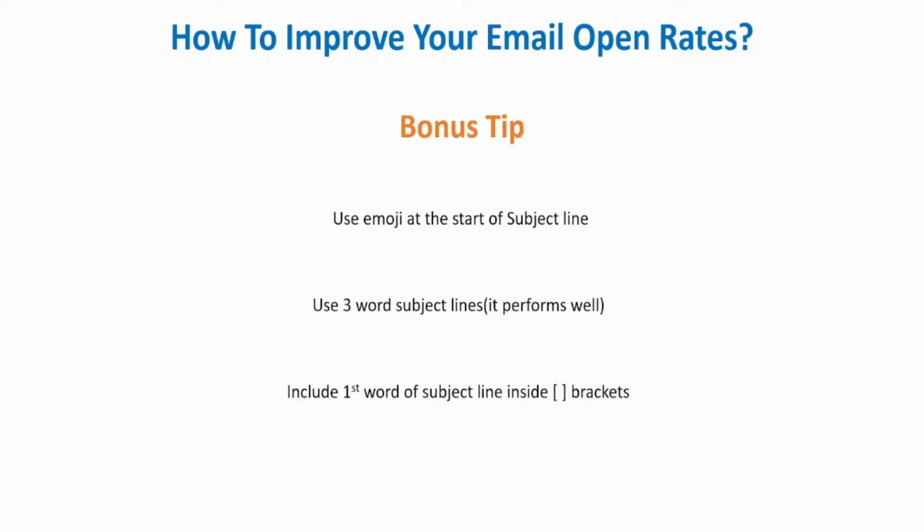And the third one will be include the first word of your subject line inside square brackets. This will make your email stand out in the inboxes of your subscribers, guys. This really works well. And all these three bonus tips are really doing good for me, and I hope you can use this, and it will also help you increase your email open rates by at least 20 to 30%.